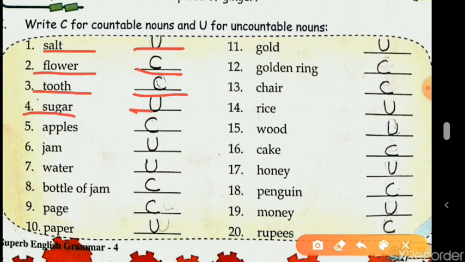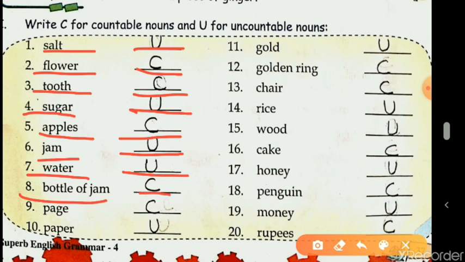Sugar is uncountable. Apples. Yes, we can count apples. So apple is countable. Jam. Can you count jam? No, we cannot count jam. Jam is uncountable. Water, liquid form of noun, cannot be counted. So water is uncountable. Bottle of jam. Now, children, jam cannot be counted, but bottle of jam can be counted. So bottle of jam is countable noun.